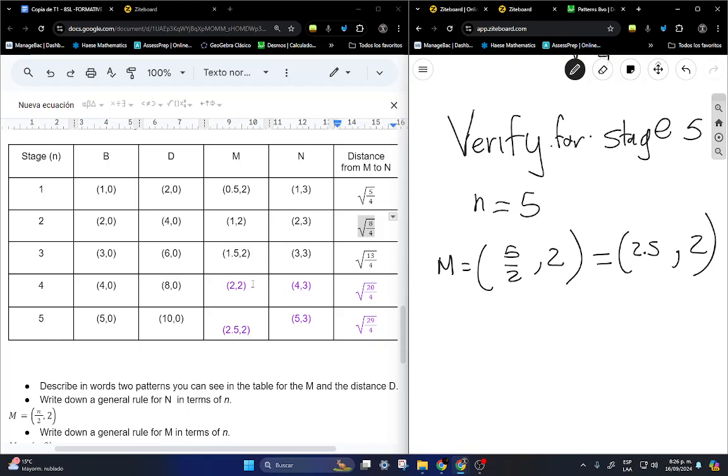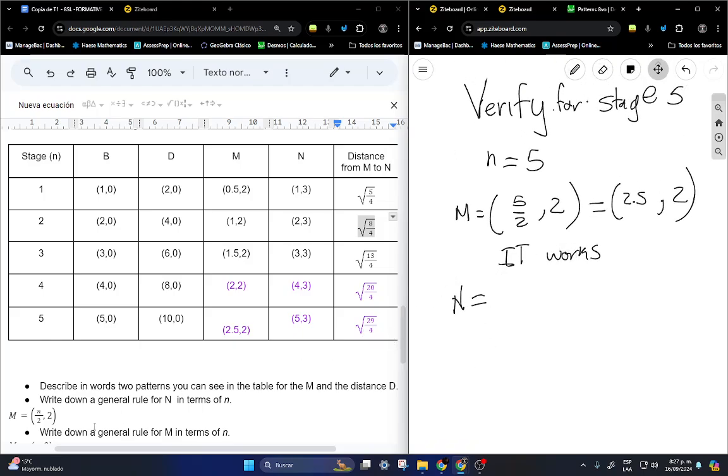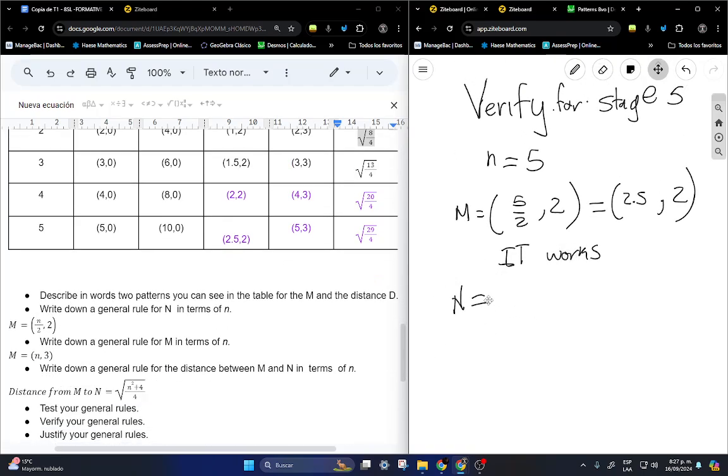And in stage 5, m is 2.5, comma 2. So it works. Now, n. A general rule for n is n, comma 3. So it's 5, comma 3 since we are verifying for stage 5. It already works, 5, comma 3.